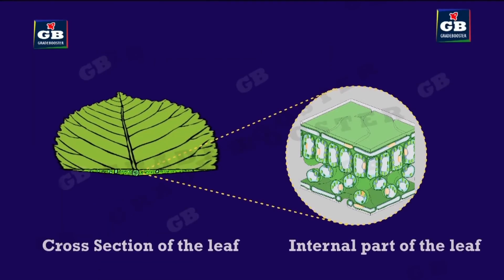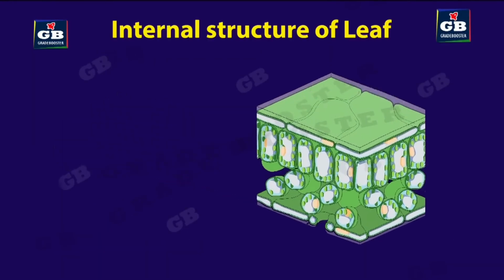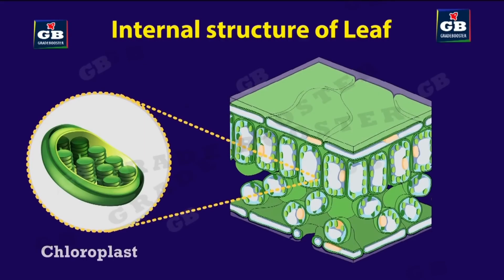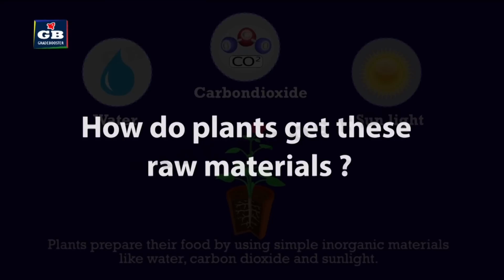If we look at the cross section of any leaf under a microscope, we will be able to see this kind of green structures. These are chloroplasts. These are the structures in which photosynthesis takes place. Now, let us see how plants get their raw materials for photosynthesis.